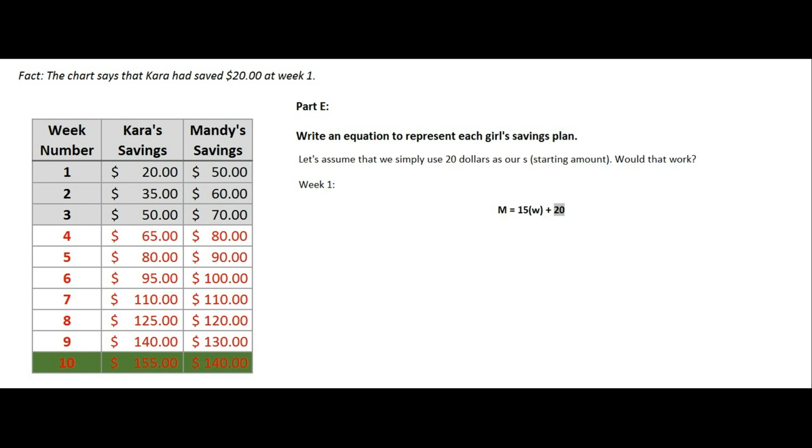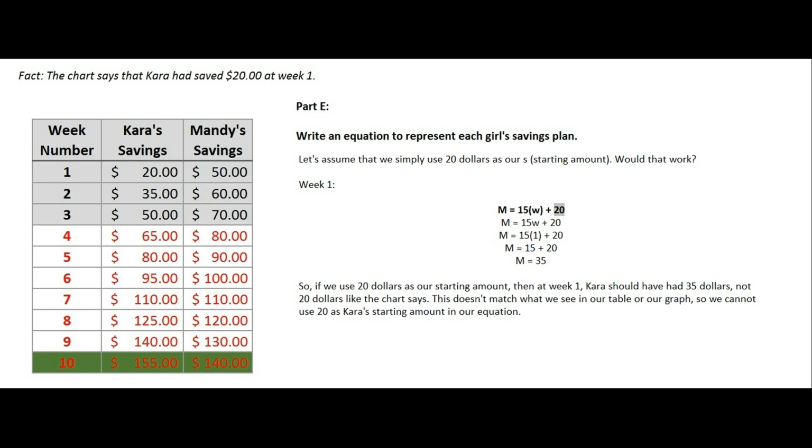Now, why is that the case? We have to start with week 0 and not week 1. So what happens if we put 1 in there and just use 20? We have our equation, M equals 15 times W plus 20. 15 times 1 plus 20 is 35, not 20. So if we use 20, that equation doesn't work with our chart. Week 1 will give us 35 instead of 20 like it says up here.